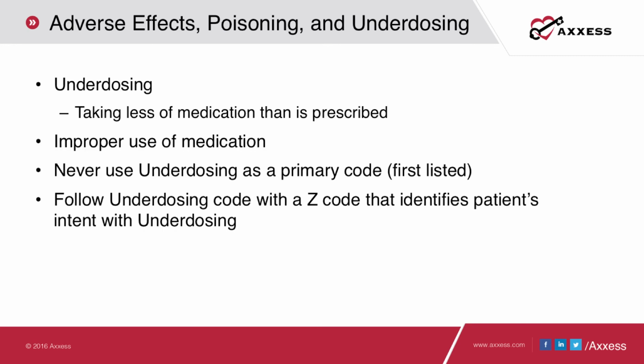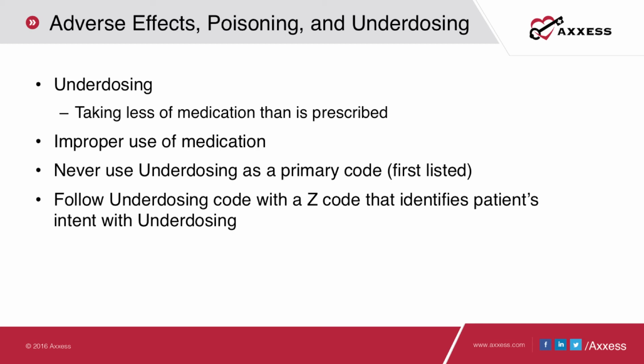The third category we have is underdosing, and this one is one that we're quite familiar with in home health. Underdosing means the patient is taking less of the medication than is prescribed. This is another improper use of medication. We know that we should never use underdosing as a primary code or first listed code, and that's coding guidance. We also have guidance that tells us to follow the underdosing code that we choose with a Z code that identifies the patient's intent with underdosing.